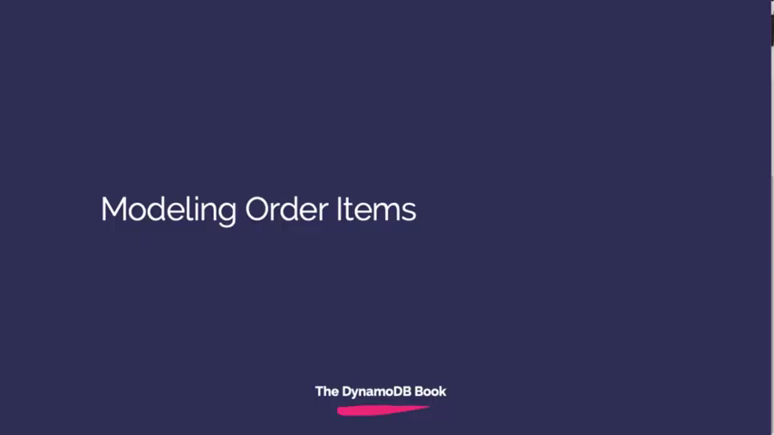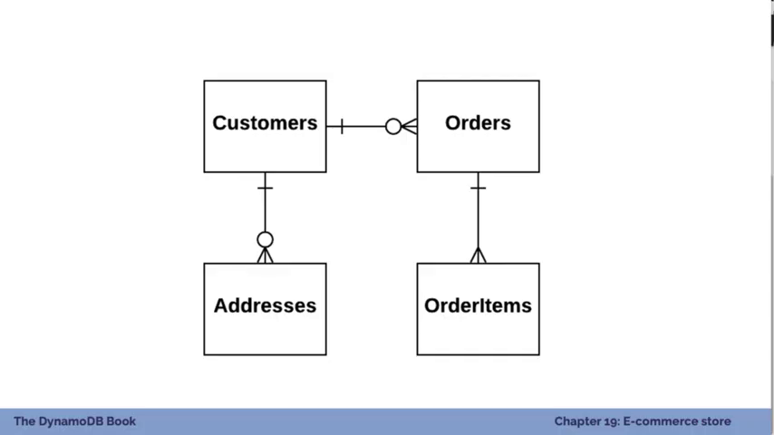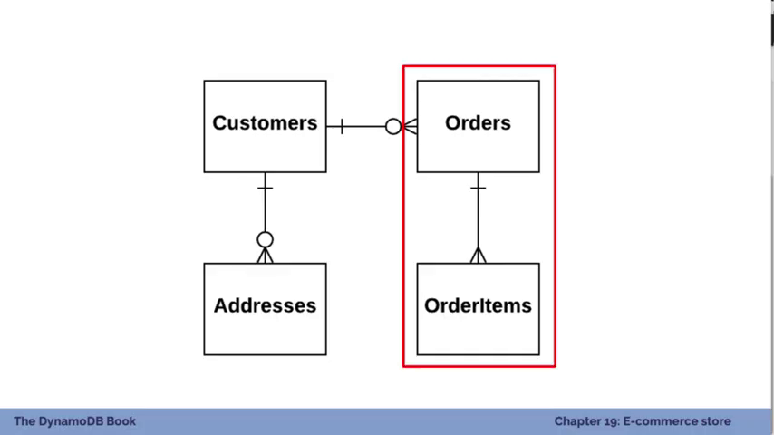Let's move on to the last entity we need to model out here. This is the order items. Again, if we look at our ERD, we see in the bottom right, we have that order items, and orders have a one-to-many relationship with order items because an order can have multiple order items, but an order item belongs specifically to one order.